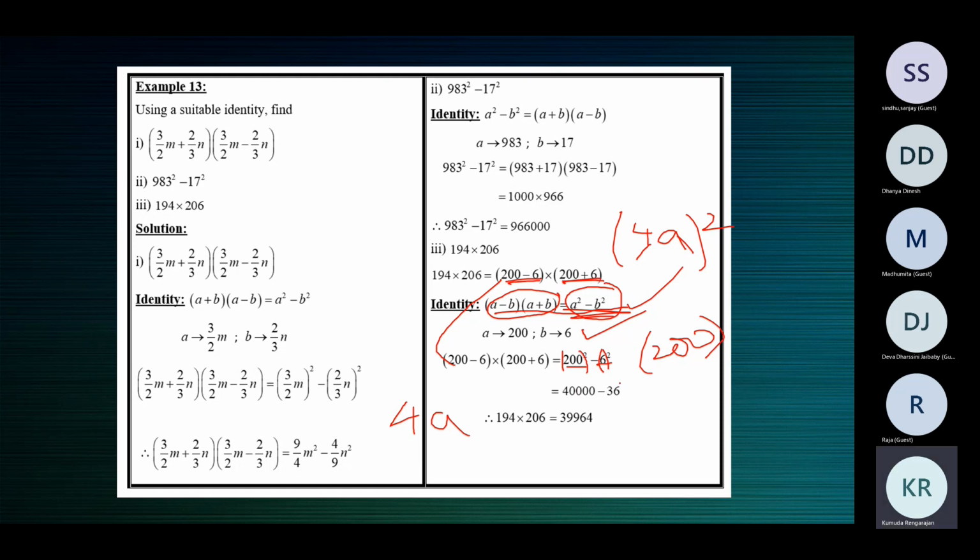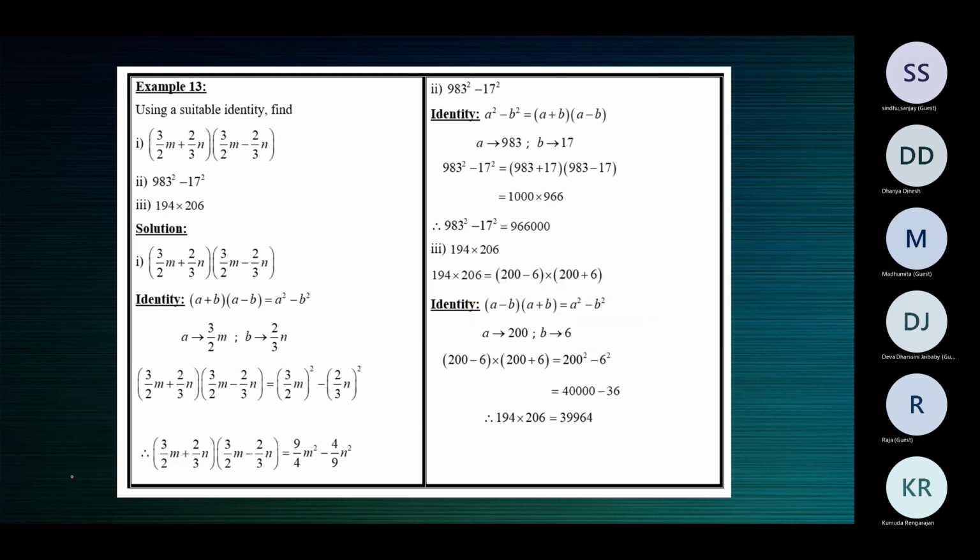So 40,000 minus 36 is 39,964. So when you actually multiply 194 into 206, you'll get the same product, 39,964. Understood, children?